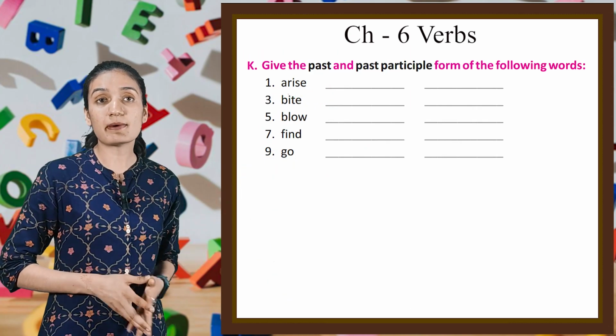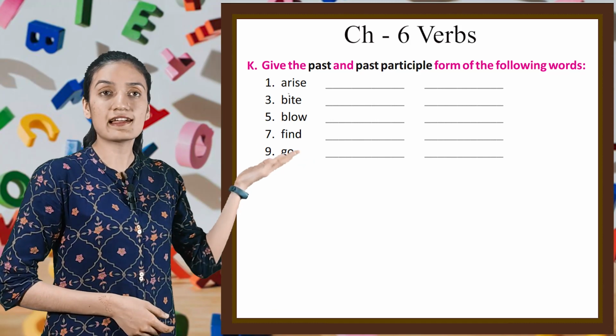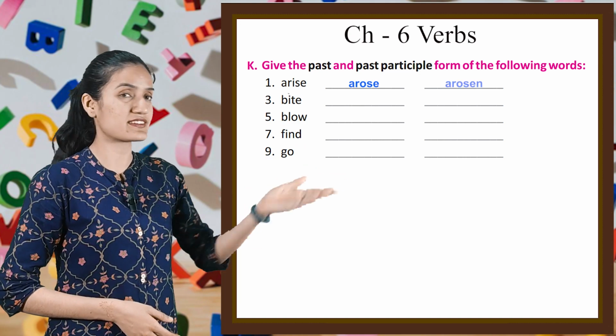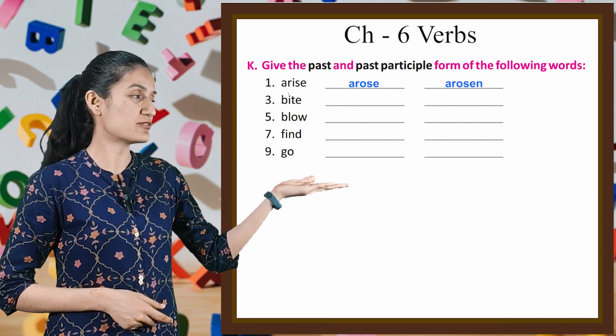Now, give the past and past participle form of the following words. You can say arise, arose, arisen. So in the same way, fill in the past and past participle of the following words.